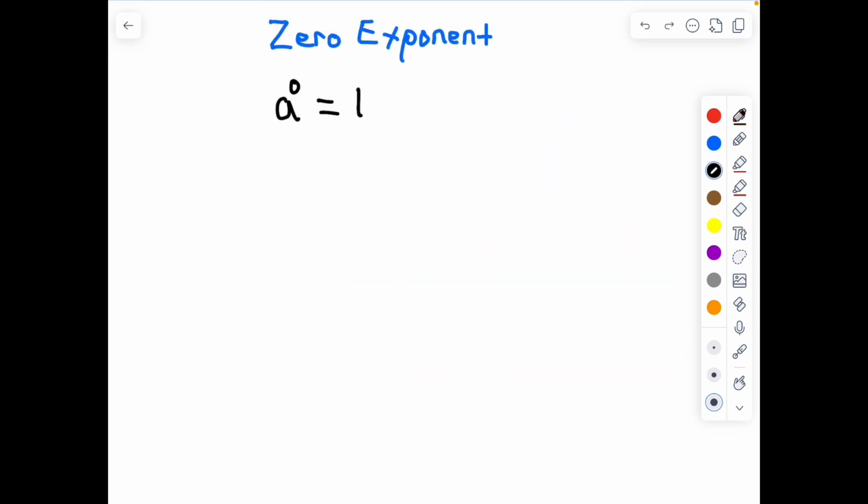Now for the zero exponent rule, anything except 0 raised to the power of 0 equals 1. So in here we can see that a can be any number or variable as long as it's not 0. Why? Because you're not multiplying anything, so you're left with 1. For example, if you have 5 raised to the 0 power, that equals 1. If you have a variable like x raised to the 0 power, that is also 1. No matter what the base is, the result is always 1.